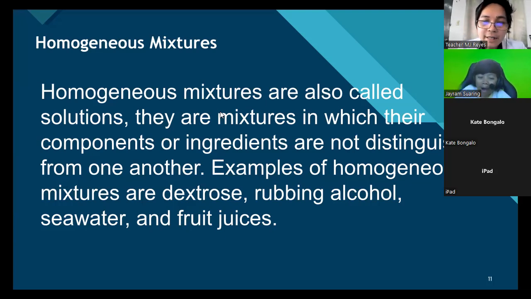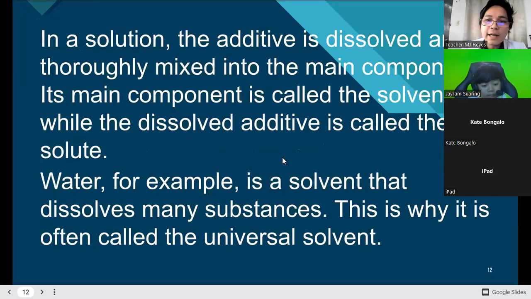Examples of homogeneous mixtures are dextrose, your normal saline solution, the one used in hospitals, and rubbing alcohol. You cannot distinguish the alcohol, which is 70%, and the water, which is 30%. Seawater, you cannot distinguish salts and water there because they appear as one. And fruit juices. In a solution, the additive is dissolved and thoroughly mixed in the main component. Its main component is called the solvent. So we now have the terminologies solvent and solute: the dissolved additive is called the solute.